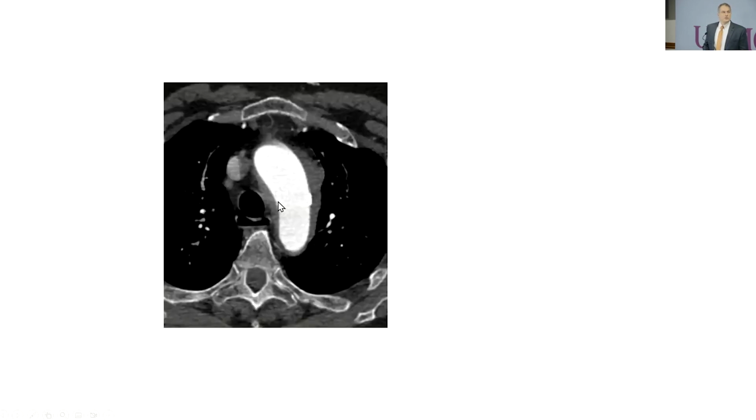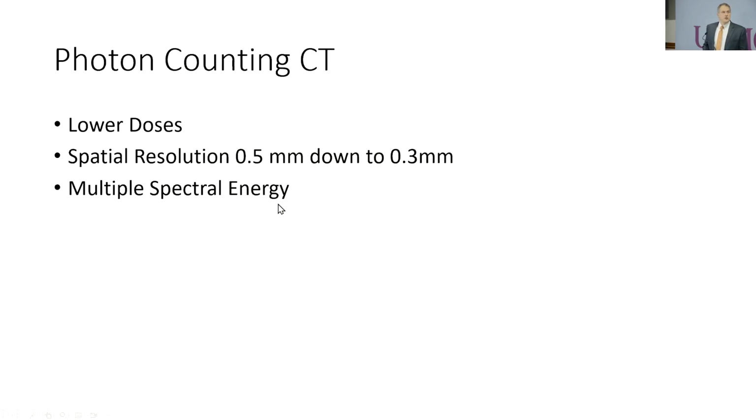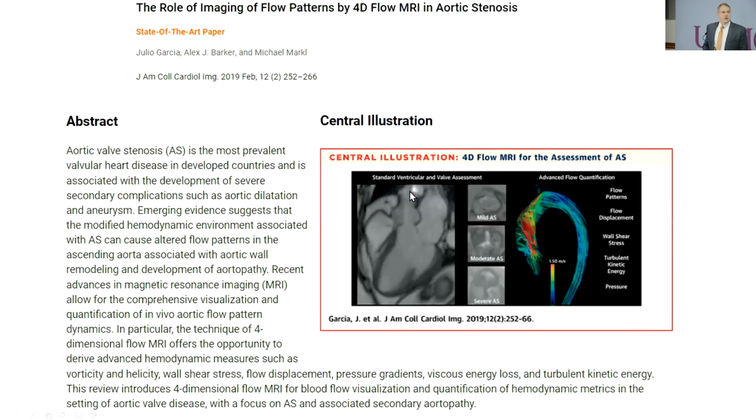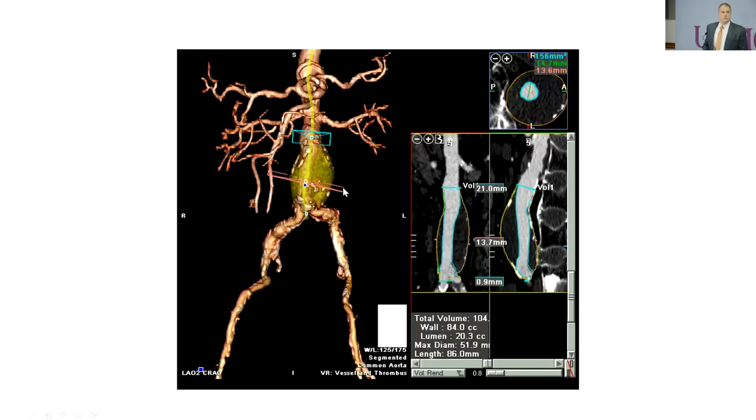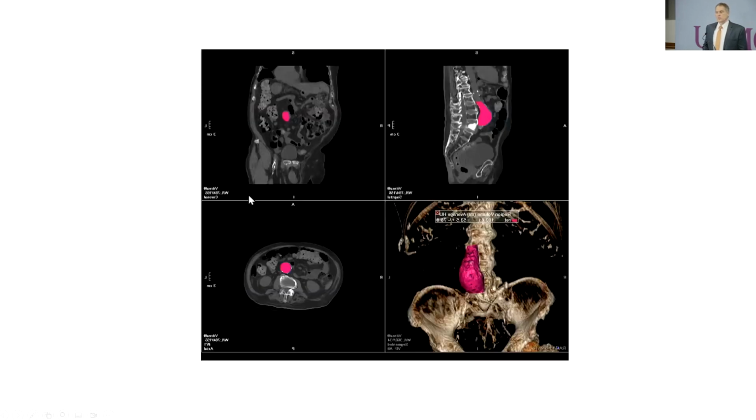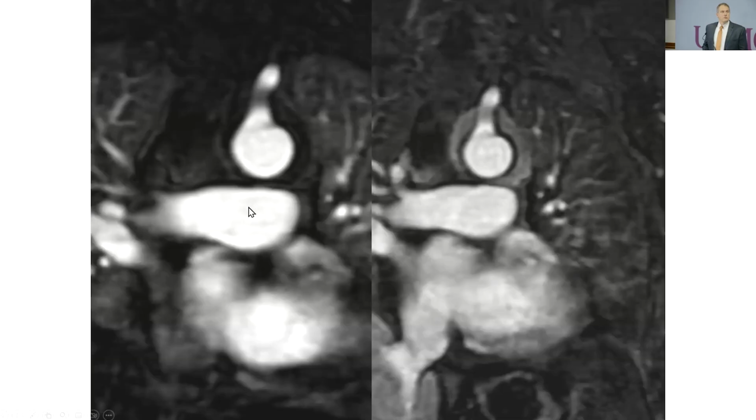Other things that can be done, endografts can be evaluated with non-contrast CT. And one of the ways that this is done, and I'm going to skip ahead here, is actually by looking at the volume of thrombus. I think characterization this way is something that can be done in patients with severe renal issues.